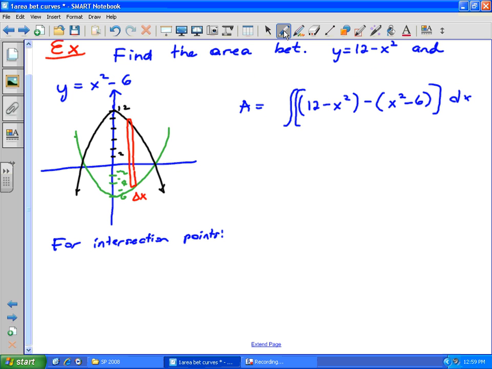In this case, the functions we're looking at are 12 minus x squared equals x squared minus 6. I'm going to keep everything on the right-hand side. So here I have 2x squared by adding x squared to both sides. And then subtract a 12.